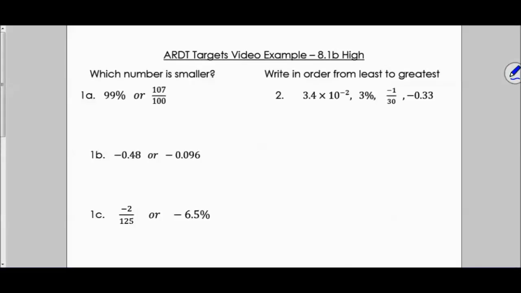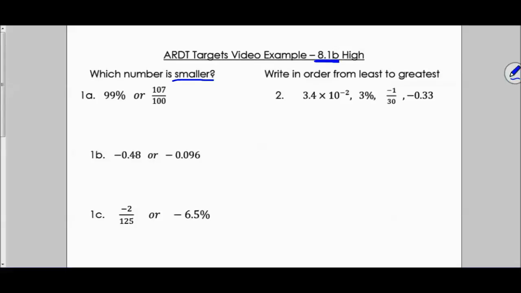That's basically just talking about decimals, percents, fractions, and sometimes scientific notation. Alright, so here in the first one we're looking for which one's smaller. First thing we need to do is just change those to the same form. They need to look the same so that we can compare them easily.